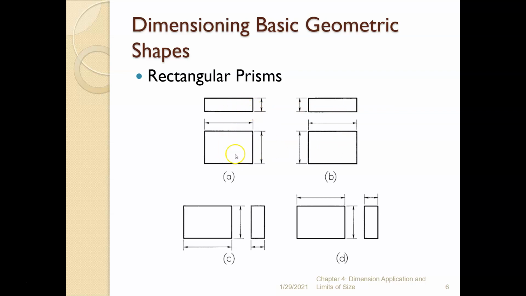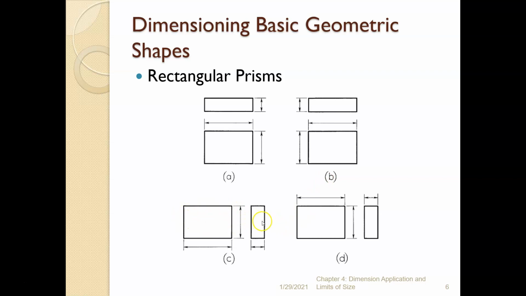A box, right? So in view A, we have a front view and a top view, and we can dimension the length and the height in the front view and the thickness in the top view. And here is just a reverse of that, where we're moving the dimensions to the left-hand side. Here's a front and a right side view.